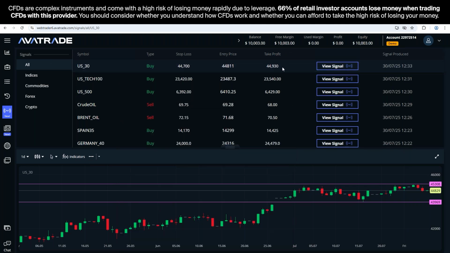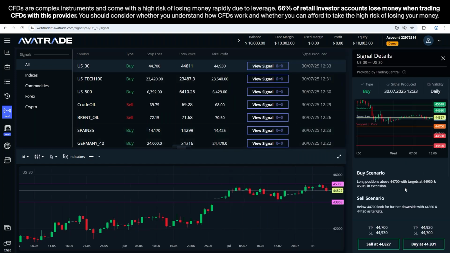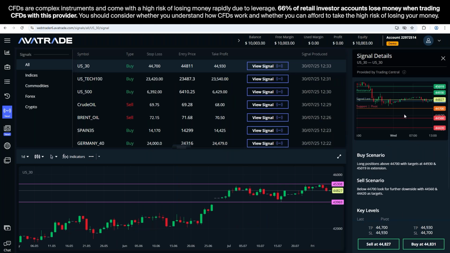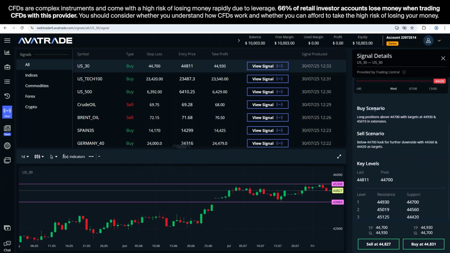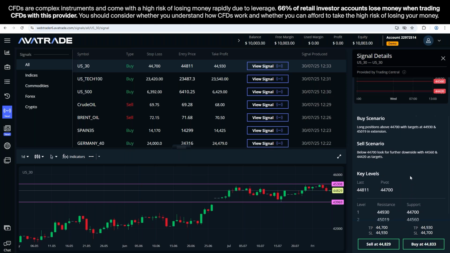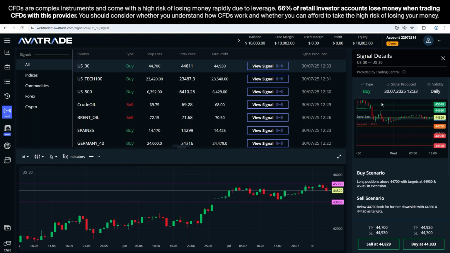So basically, by using a signal, clicking here on View Signal, we see that those levels are set for us automatically, right? There is analysis here. There is this buy scenario and sell scenario, and there is support and resistance. And right here, there is the take profit and stop loss. So for me to use the signal, all I gotta do is just choose the scenario.